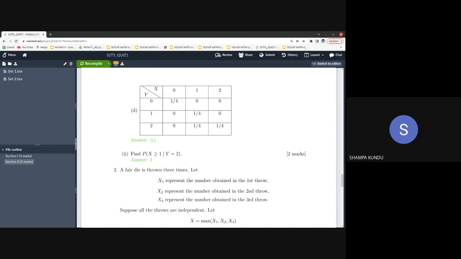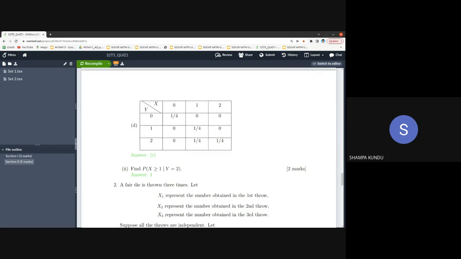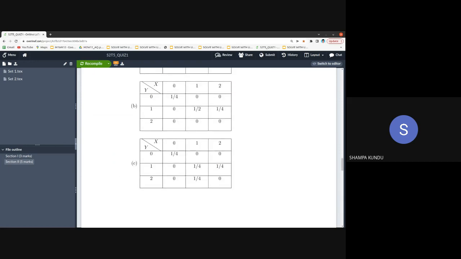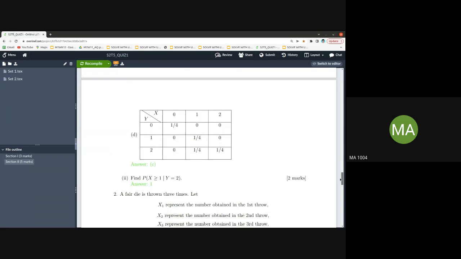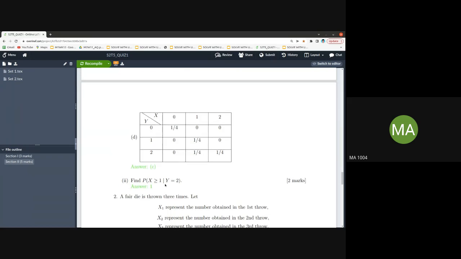This is my question. From this table, the answer will be option C. The answer will be 0. Why will the answer be 0? Firstly understand, just forget about the table. Y is 2 means the first one is tail and the second one is head, yes or no? Y is taking value 2, yes. That means the row is fixed, Y is equal to 2, and the column is 1 and 2.